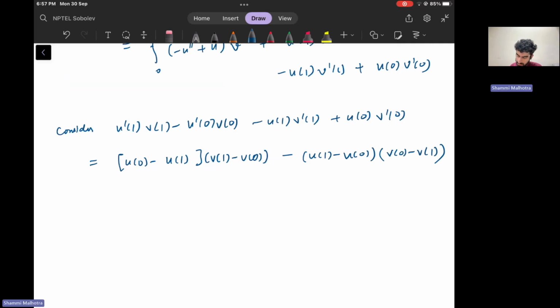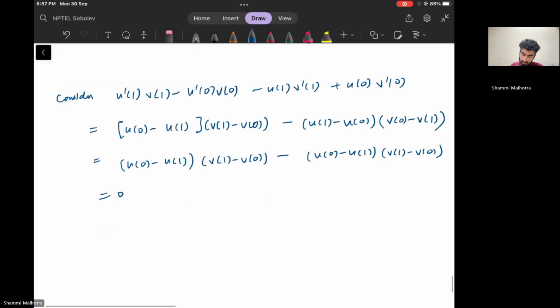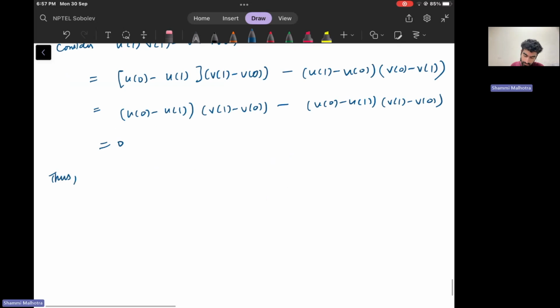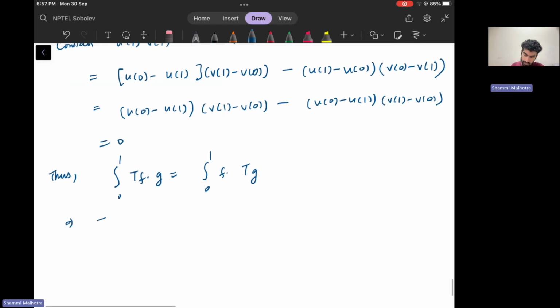And if we change the signs, it's like u0 minus u1 times v1 minus v0, minus u0 minus u1 times v1 minus v0. And so this is 0 only. So thus we have basically integration 0 to 1 of Tf g equal to integration 0 to 1 of f times Tg. So this implies T is self-adjoint.